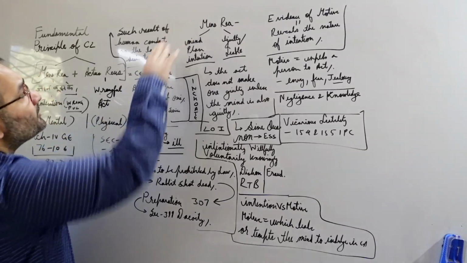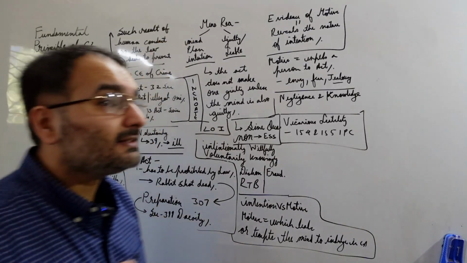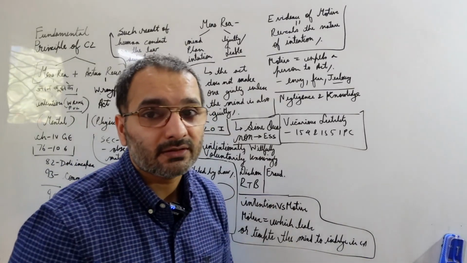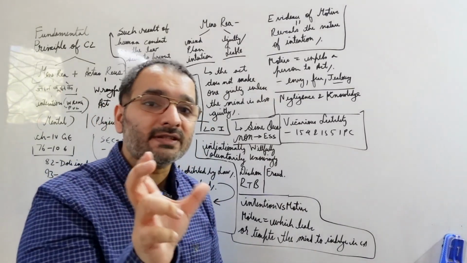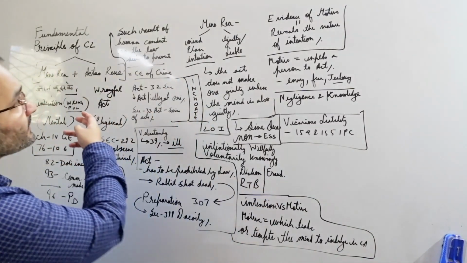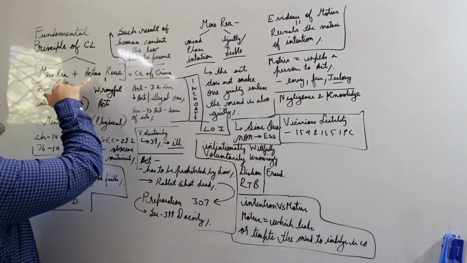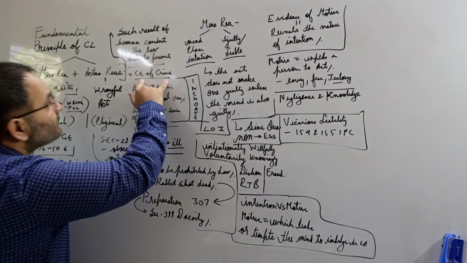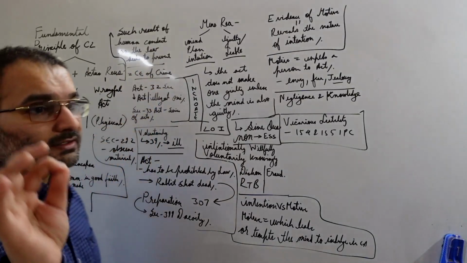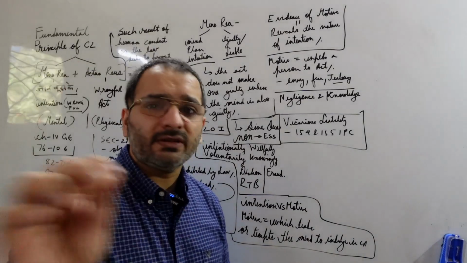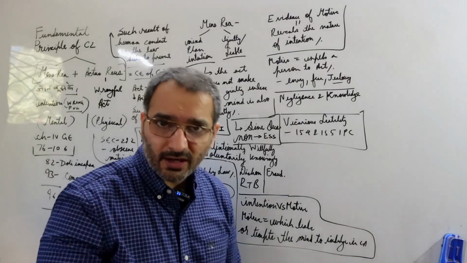Such result of human conduct as the law seeks to prevent is, I would say, the formal definition of actus reus. I believe this is pretty much self-explanatory, and these two combined are the crucial elements, the constituent ingredients of crime. Okay.